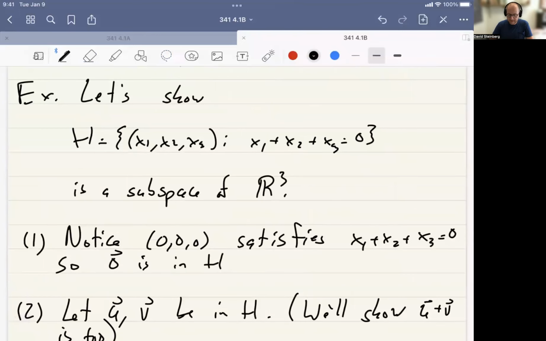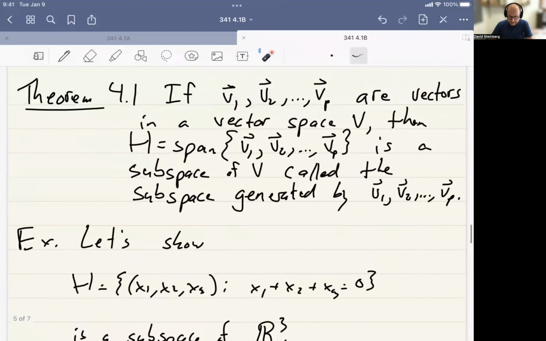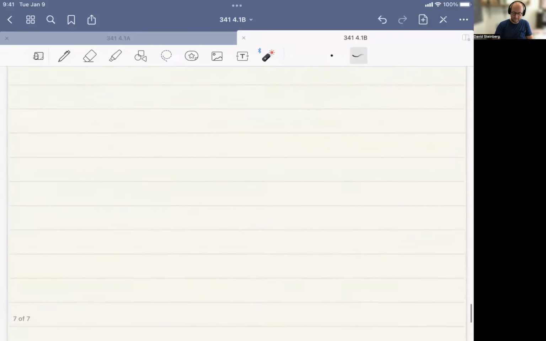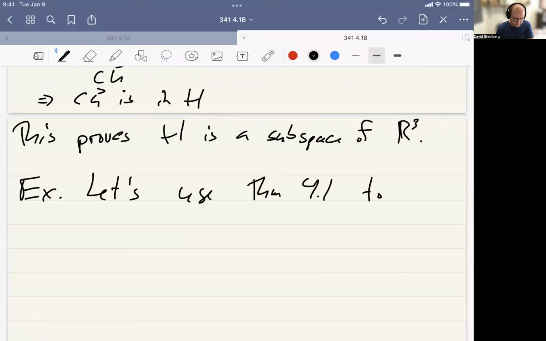Let's prove the same result using this new theorem. In other words, if we can show that H is actually the span of some vectors, then theorem 4.1 really quickly shows that it must be a subspace. Let's use theorem 4.1 to prove the same result.